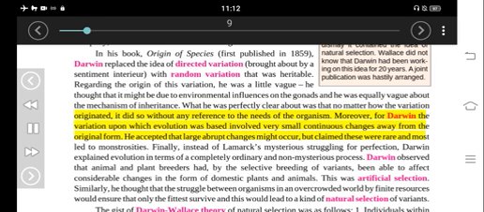Moreover, for Darwin, the variation upon which evolution was based involved very small continuous changes away from the original form. He accepted that large abrupt changes might occur, but claimed these were rare and most led to monstrosities. Finally, instead of Lamarck's mysterious struggling for perfection, Darwin explained evolution in terms of a completely ordinary and non-mysterious process. Darwin observed that animal and plant breeders had, by the selective breeding of variants, been able to effect considerable changes in the form of domestic plants and animals. This was artificial selection.